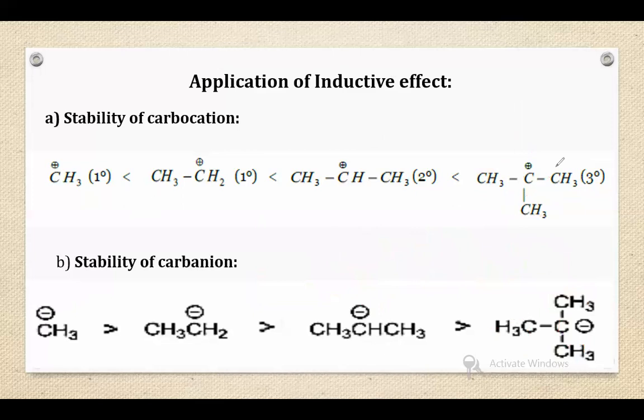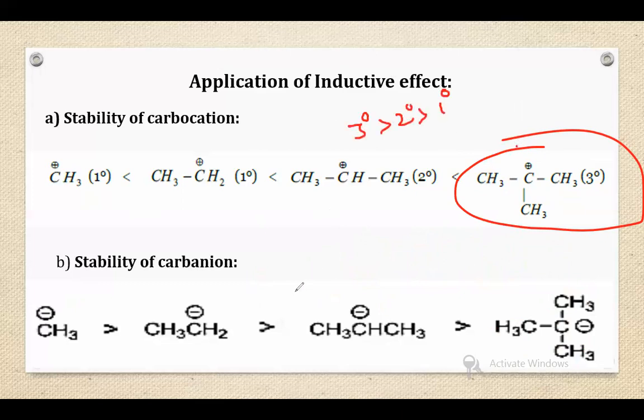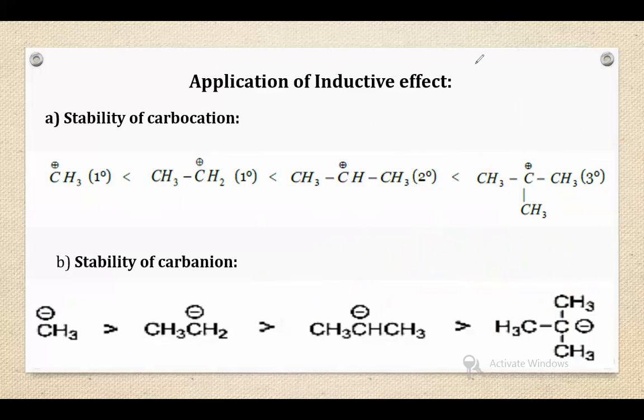You need to know the order and why this will be. More substituent groups will make a carbocation more stable. So the stability of carbocation is 3 degree greater than 2 degree greater than primary. In the stability of carbanion, it is 1 degree greater than 2 degree greater than 3 degree. There will be a difference between carbocation and carbanion.